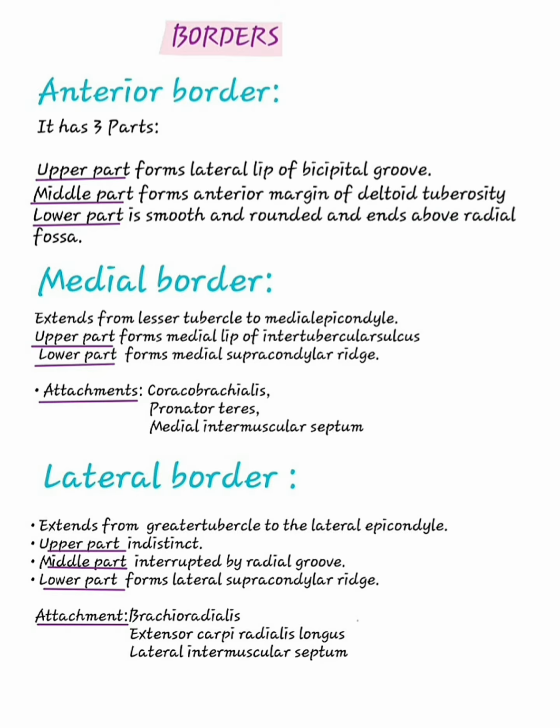Medial border extends from lesser tubercle to medial epicondyle. Upper part forms medial lip of intertubercular sulcus. Lower part forms medial supracondylar ridge. Attachments: coracobrachialis, pronator teres, medial intermuscular septum.